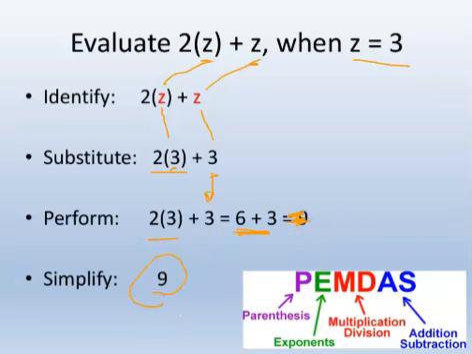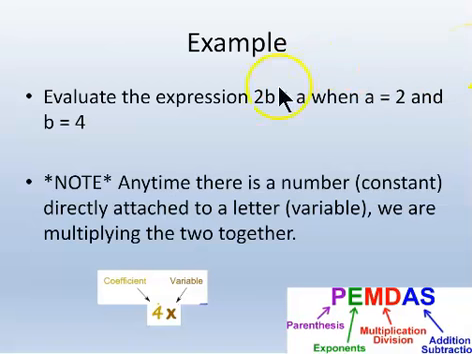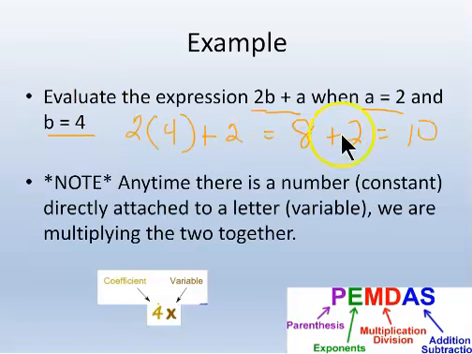Hopefully that made sense. So: evaluate the expression 2b plus a when a equals 2 and b equals 4. I want you to try this, pause the video, and see if you can get the right answer. You'll notice that the b was first, so I put my 4 here, and a is 2, so then I have 8 plus 2. Let's change colors a little bit. Note, anytime there's a number or constant directly attached to a letter or variable, we are automatically assuming we are multiplying these two numbers. I just want to make sure we do that. And then we used PEMDAS to do it first. So we multiplied first and then we added.